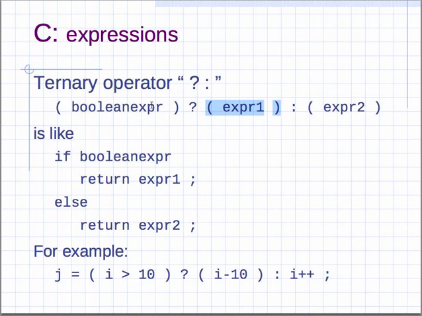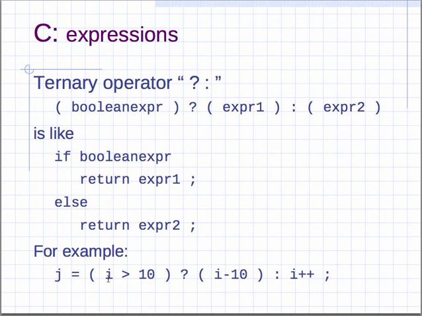If this Boolean expression is false, then the value of this whole line, starting from here to here, is equal to expression 2. So this is sort of like saying, if the Boolean expression is true, return expression 1. If it is false, return expression 2. Is it exactly the same? No. So the way this is used is you can do something like this.